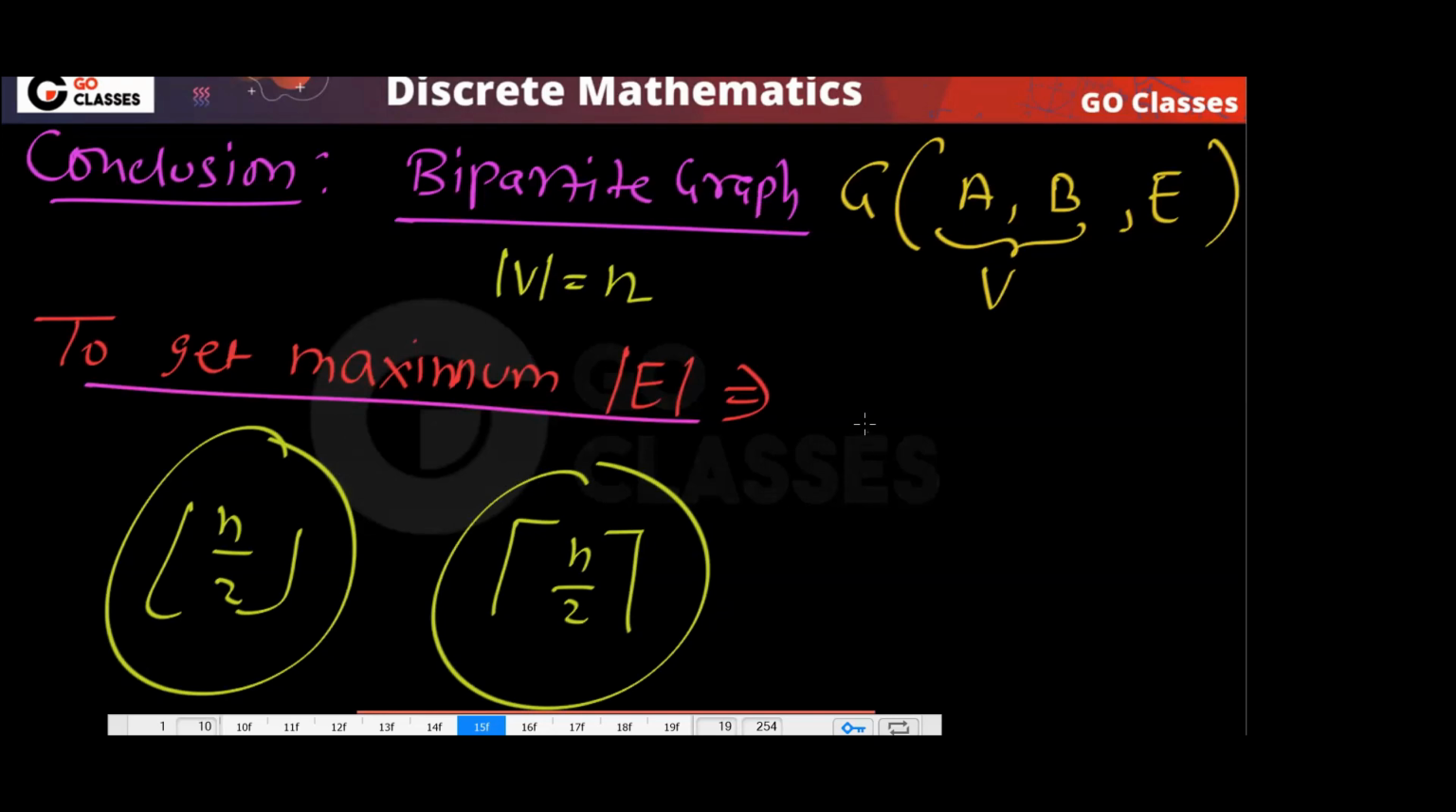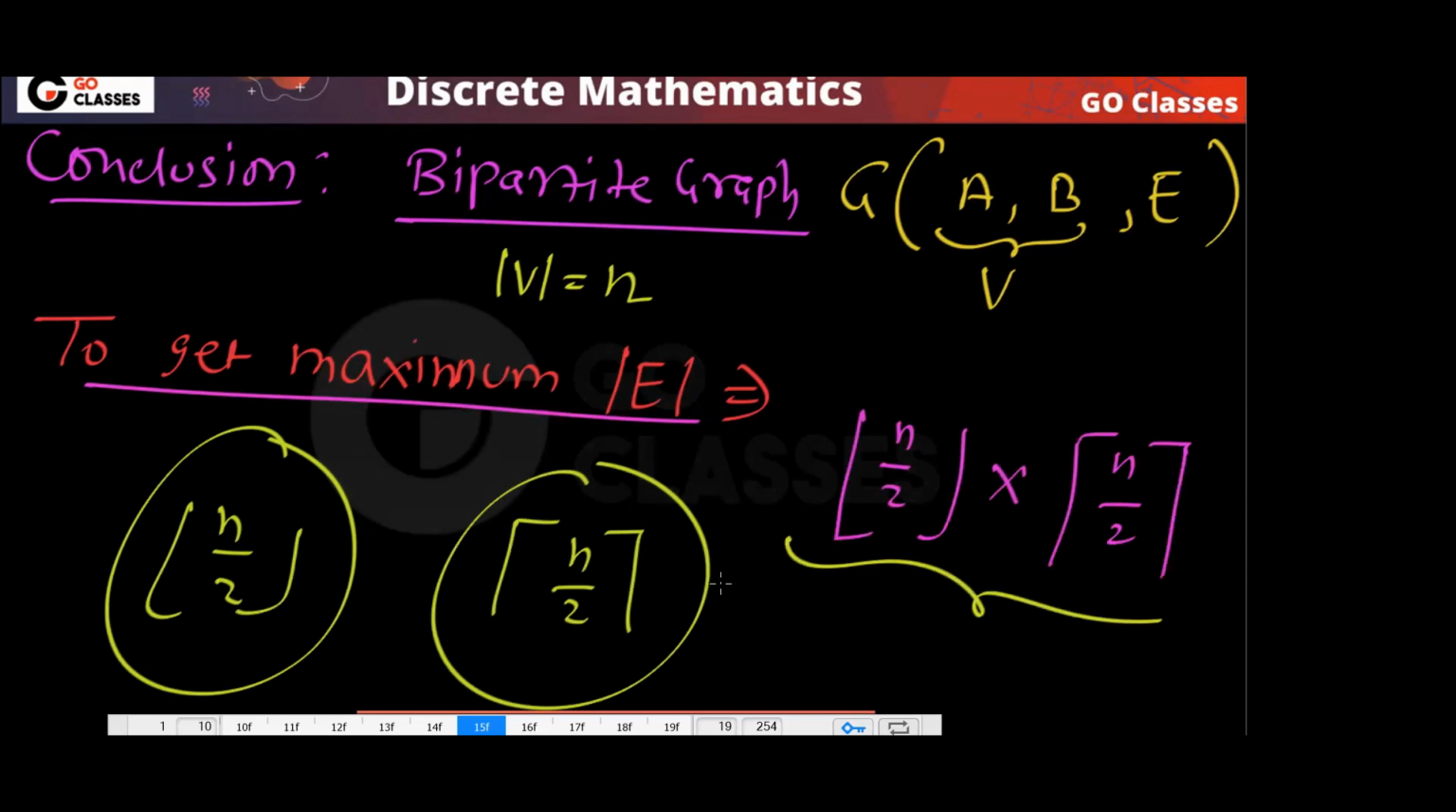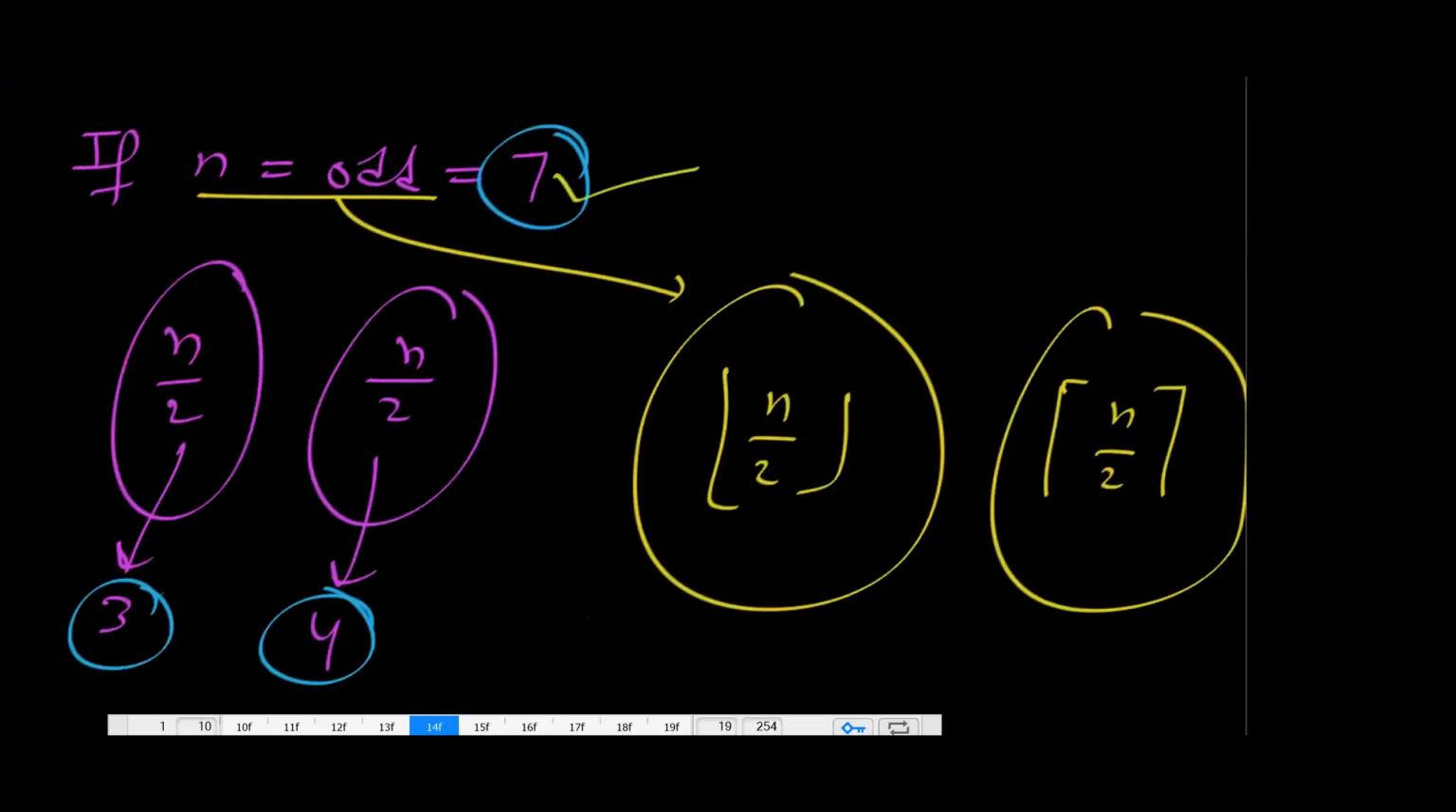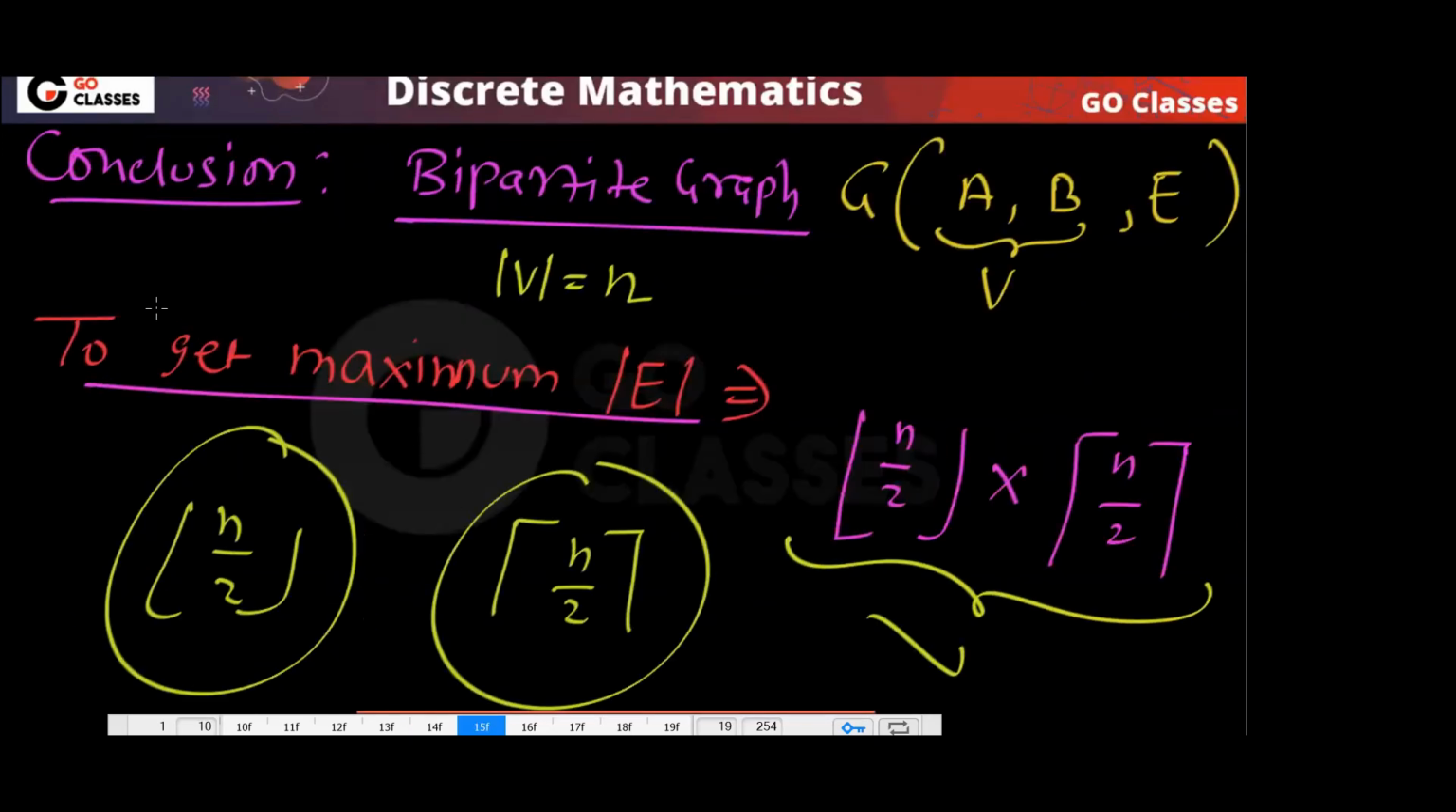So what will be the maximum number of edges? That will be this multiplied by this, n by 2 times n by 2, basically half. If you have 7 vertices, you can put 3 here and 4 here. Just put half. This gives you the maximum number of edges in a bipartite graph on n vertices. If your bipartite graph has n vertices, this is the maximum number of edges you can create. Is it clear to everyone?